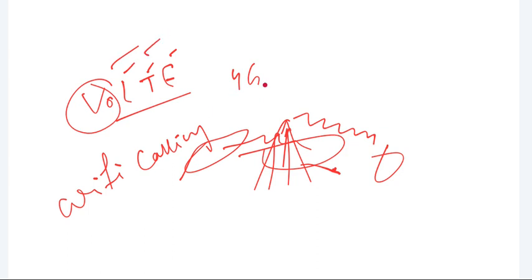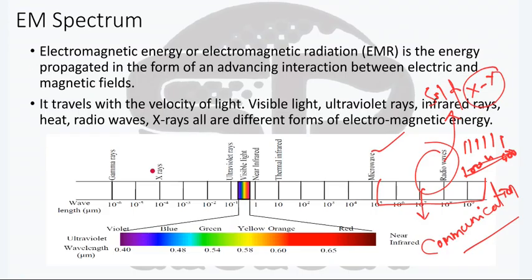VoLTE, you are using the mobile network. Wi-Fi calling, you are using the Wi-Fi. No difference is there. Okay, so this is the 4G, 3G. The bands: the government sells the bands, particular ranges of wavelengths or particular ranges of frequency. Government sells to the public that you can use this band.